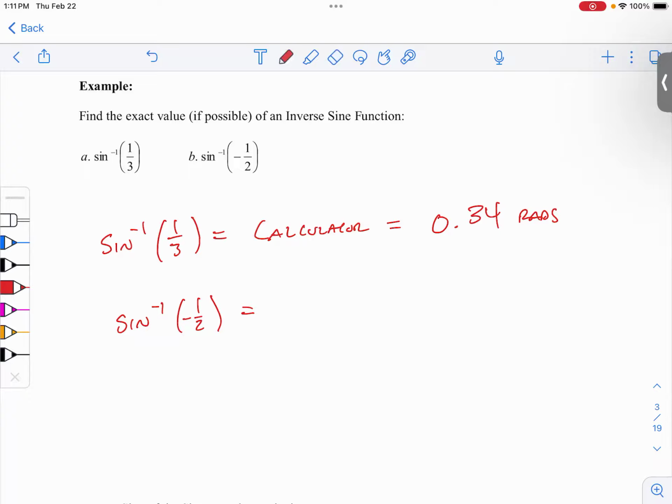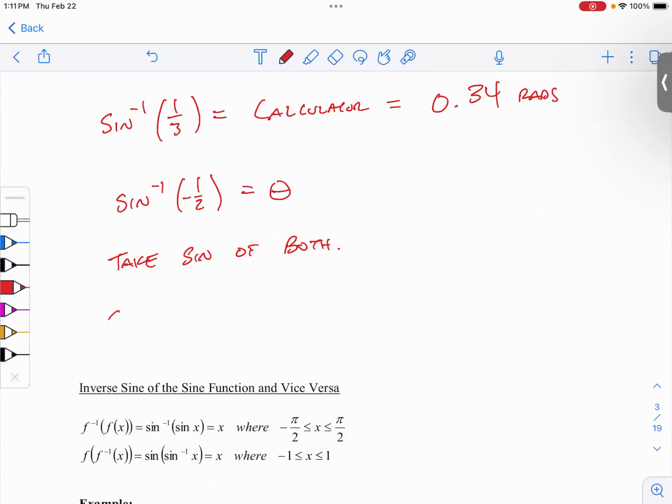I could also write this as theta. Theta equals that. And then take the sine of both sides. This is how we solve. Take the sine of both sides. That becomes sine of sine inverse of -1/2 equals sine of theta.